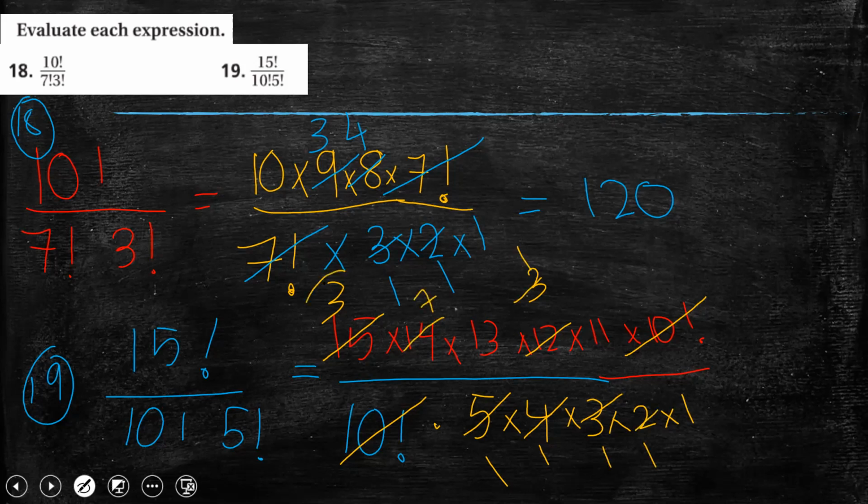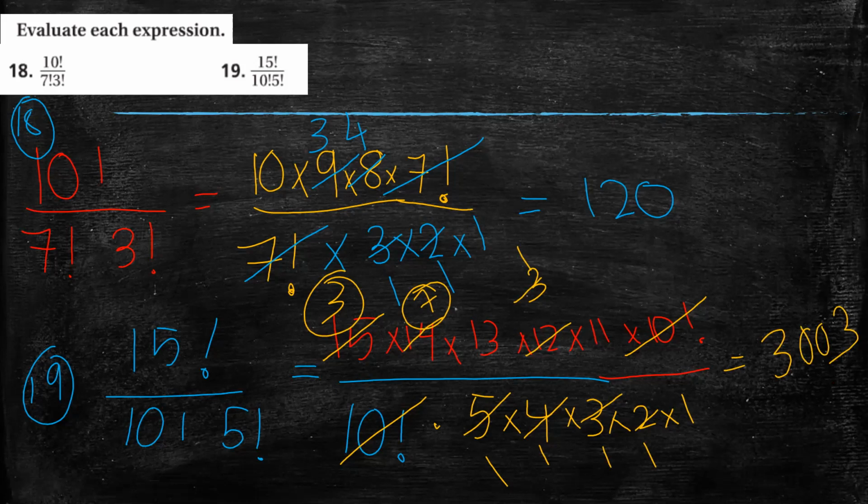So 3 times 7, 21. 21 times 13 times 11. What is the answer, Habiba? 3003. Is it clear? Yes, teacher.